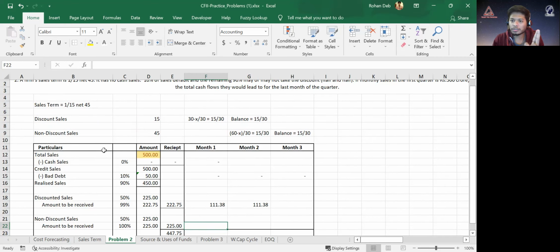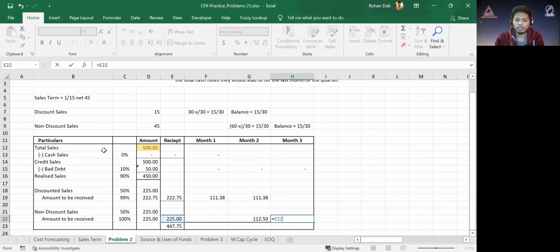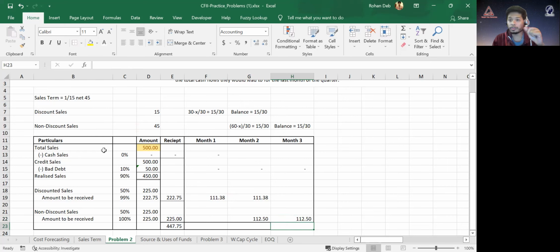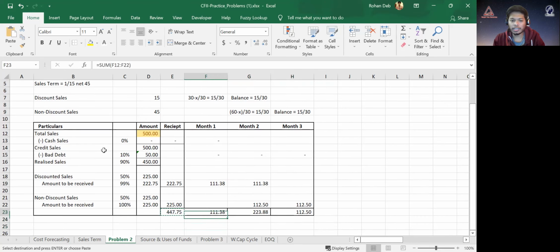Non-discount sales, what was the formula? (60 minus x) by 30. Here x is 45. So 60 minus 45 is 15 by 30, which is equal to this into 15 by 30, and equal to this into 15 by 30. If you've understood that calculation, this becomes very easy. Now all you have to do is just add this up. So you see, in the first month you will get 111.38, next month you'll get 223.88, and the last month you'll get 112.50.